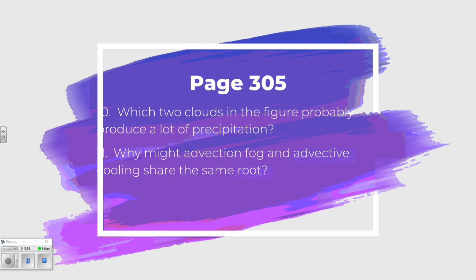Question 10. Which two clouds in the figure probably produce a lot of precipitation? Answer: cumulonimbus and nimbostratus.